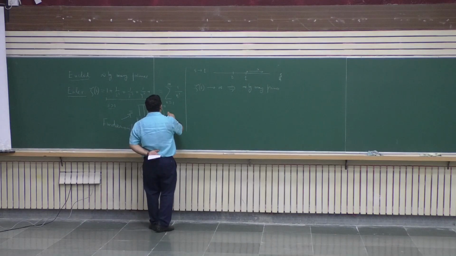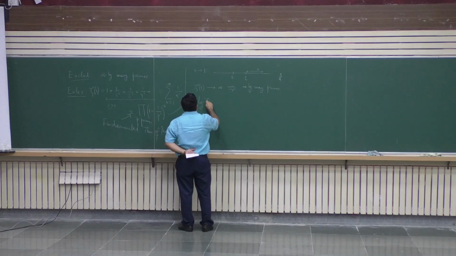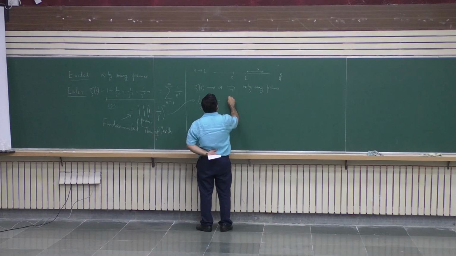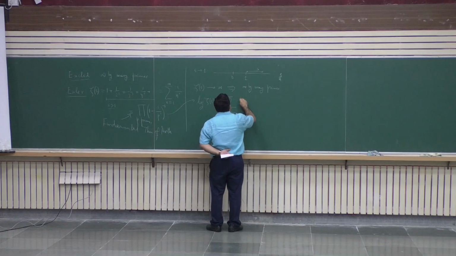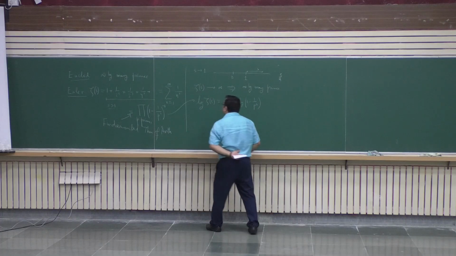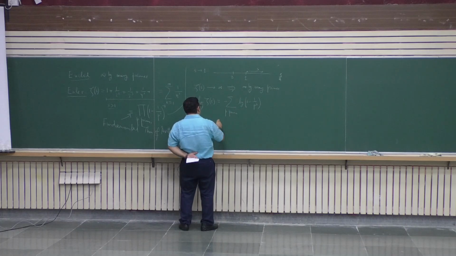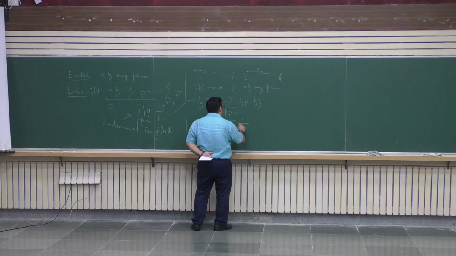So suppose you take the log of this product. Then what do you get? You get the sum over primes of log of 1 minus 1 by p to the power s, with a minus sign over there. And then if you take the expansion of the logarithm, you get a sum over primes p and a sum over positive integers k, and you have 1 by k.